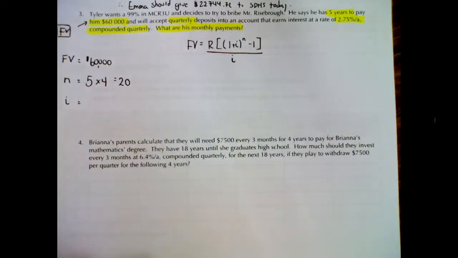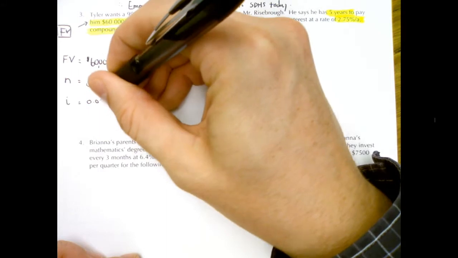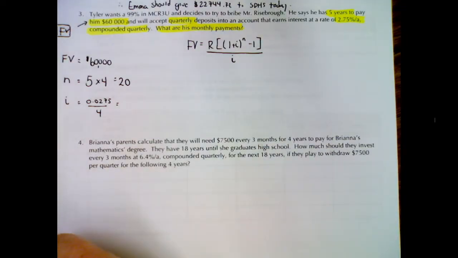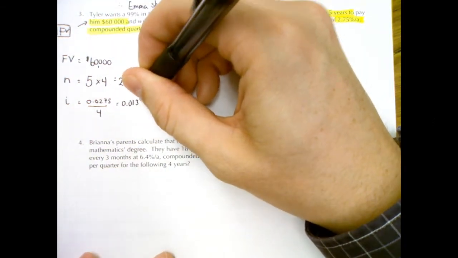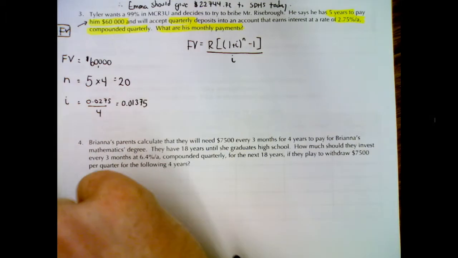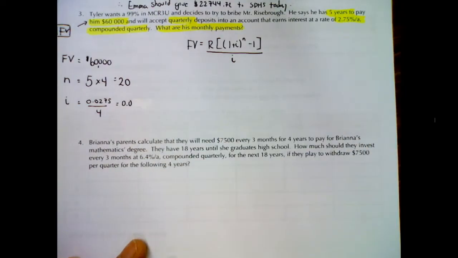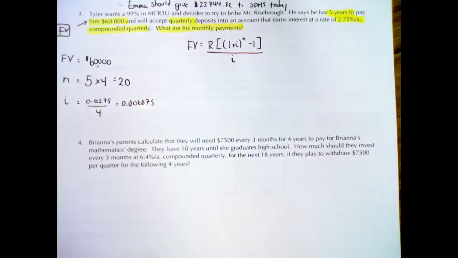And interest rate, since we're 2.75% compounded quarterly, 0.0275 divided by 4. And if I check that, 0.0275 divided by 4, I get 0.01375. I did not divide by 4, I divided by 2 by accident. Let's fix that. 0.006875. That's better.